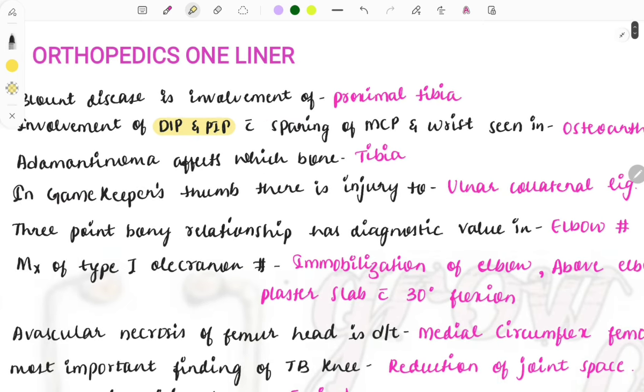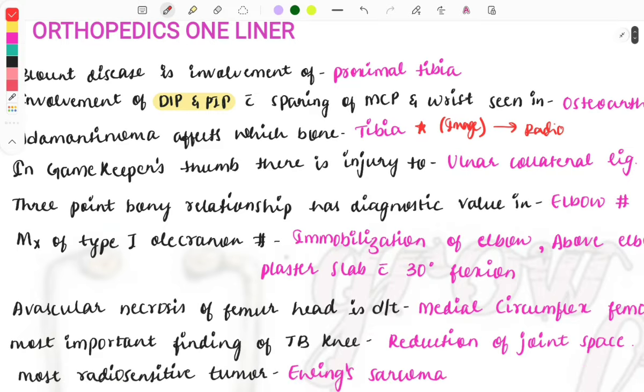Then, adamantinoma affects which bone? It mainly affects the tibia, and this was a PYQ asked as a one-liner. And for the images of these bone tumors, I have already uploaded a video named radiology images, and I have discussed all the important bone tumors in that video. The link will be given in the description box to watch that video as well.